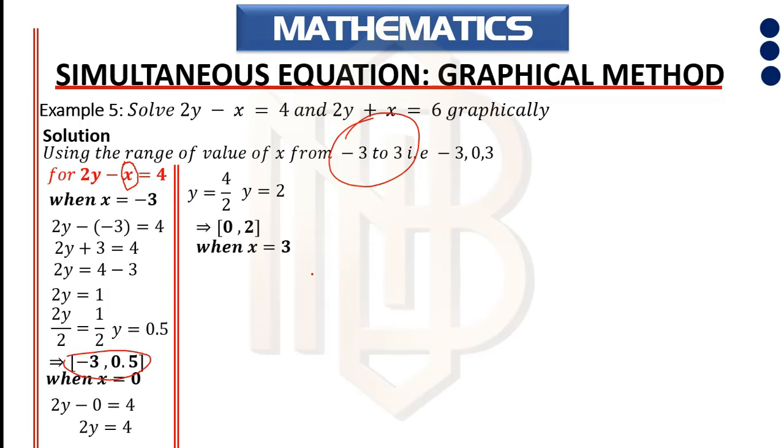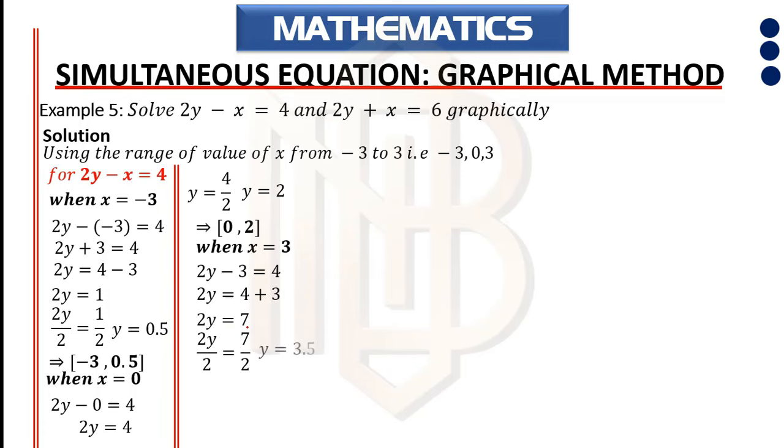And when x is equal to 3, what you do is you put the value of x the same way in place of x in the equation. So after putting that, you have 2y equals 4 plus 3. That means 2y equals 7, which you can write as y equals 3.5. So we have another point, that's (3, 3.5).